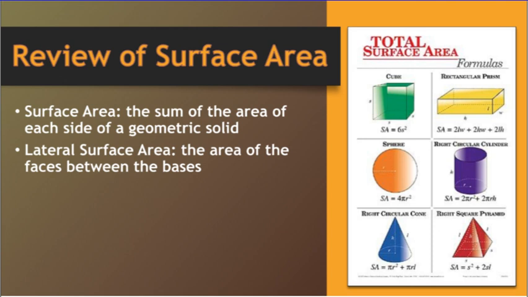Lateral surface area is just the area of the faces between the bases. They're really just the sides. So total surface area is you add up the area of every single side. Lateral surface area is just the area all on the sides of the shape.